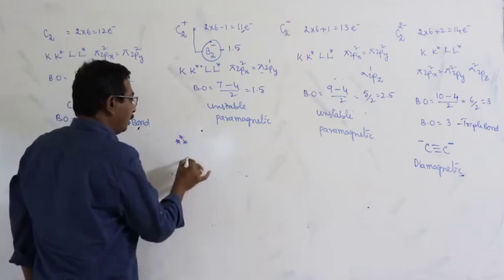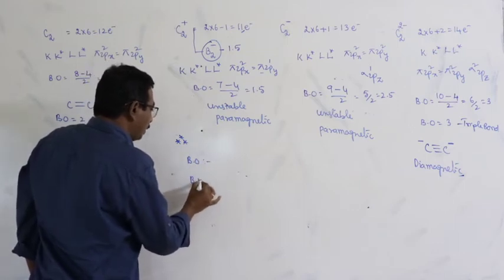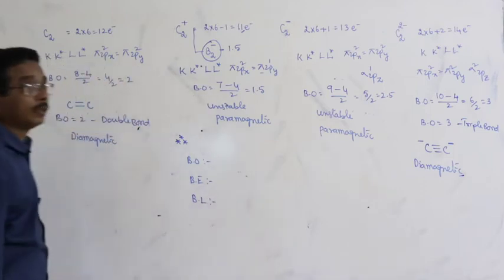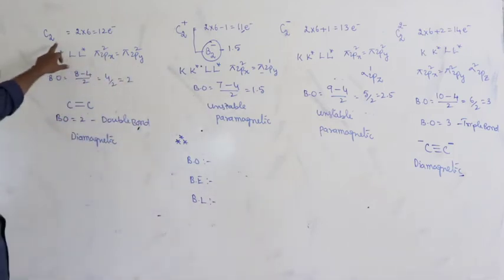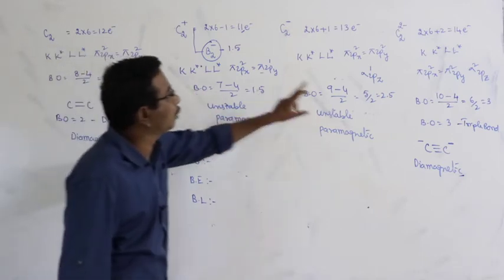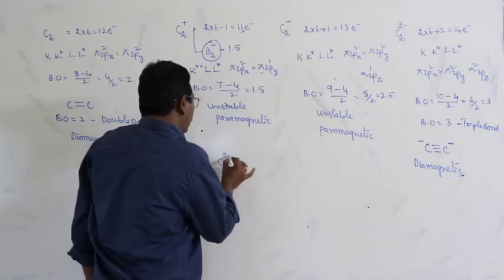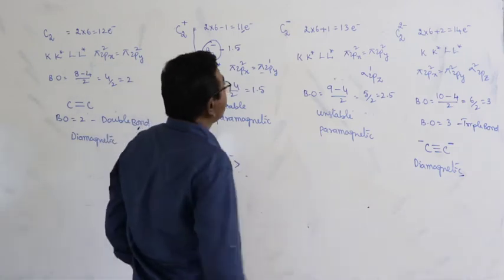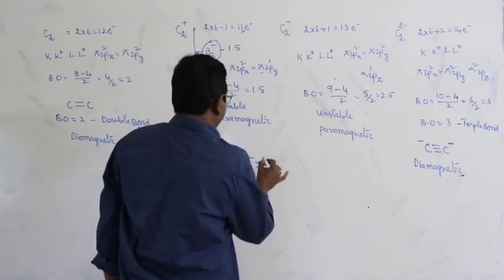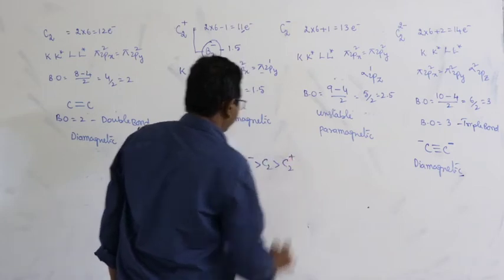Now, from the examination point of view, very important. What about the species of bond order, bond energy and bond length? Bond order of C2 is equal to 2, 1.5, 2.5, 3. Here C2 2 minus greater than C2 minus greater than C2 greater than C2 plus.